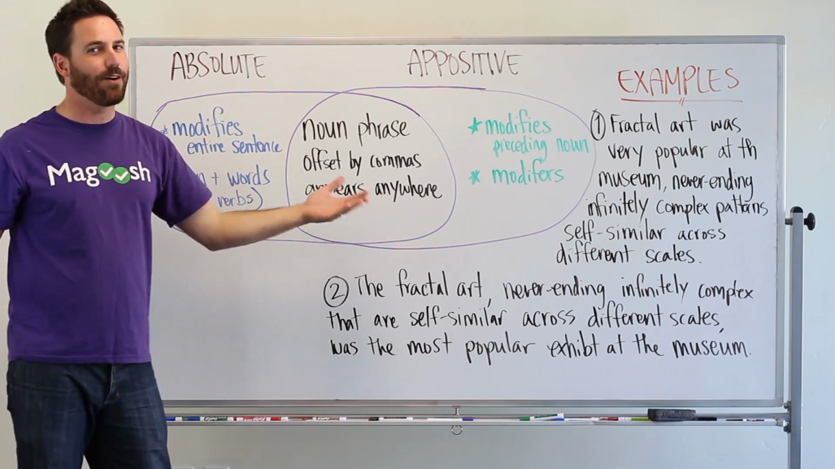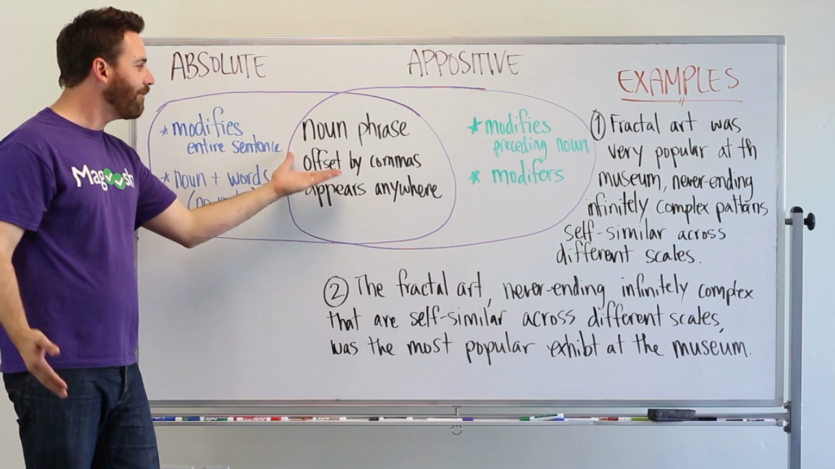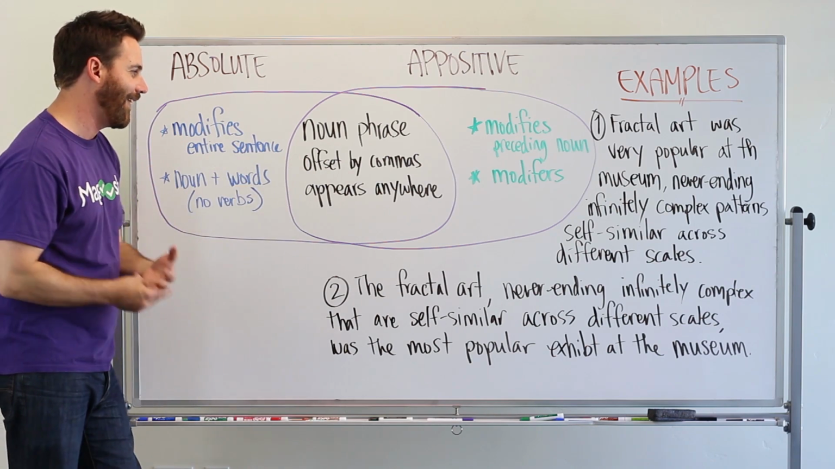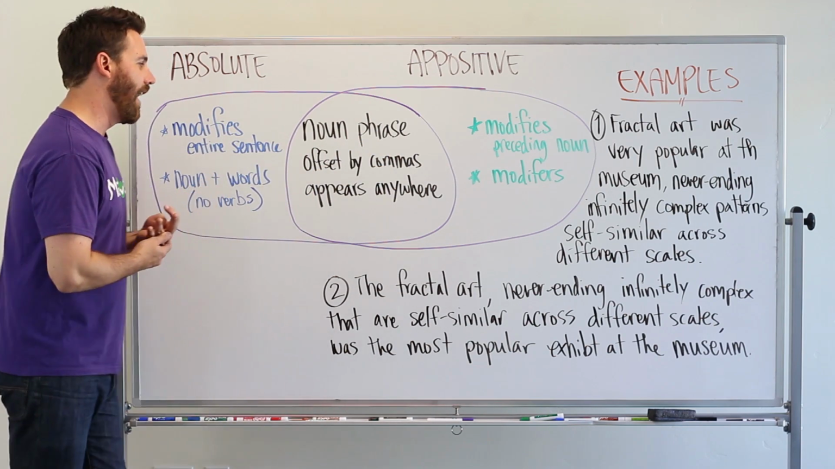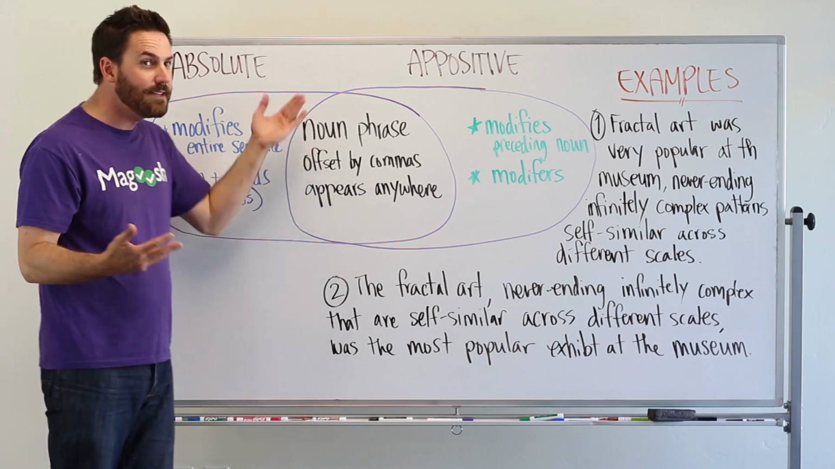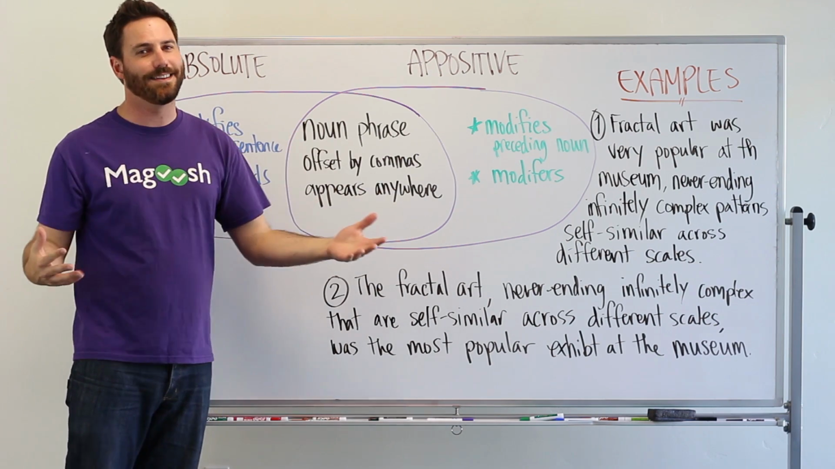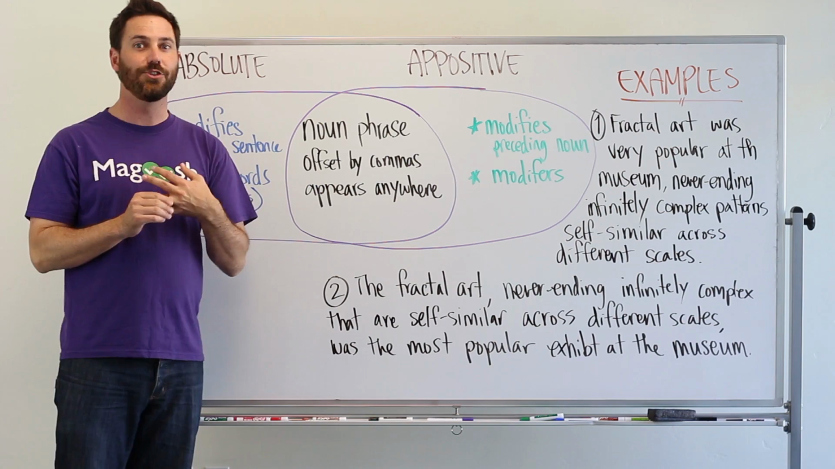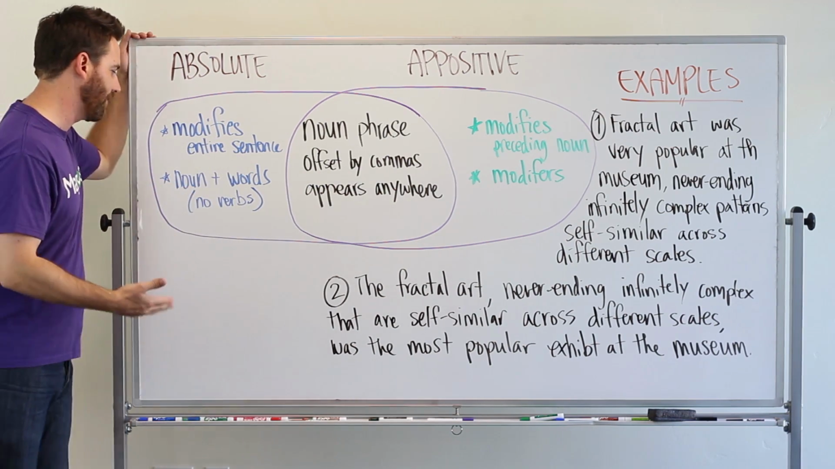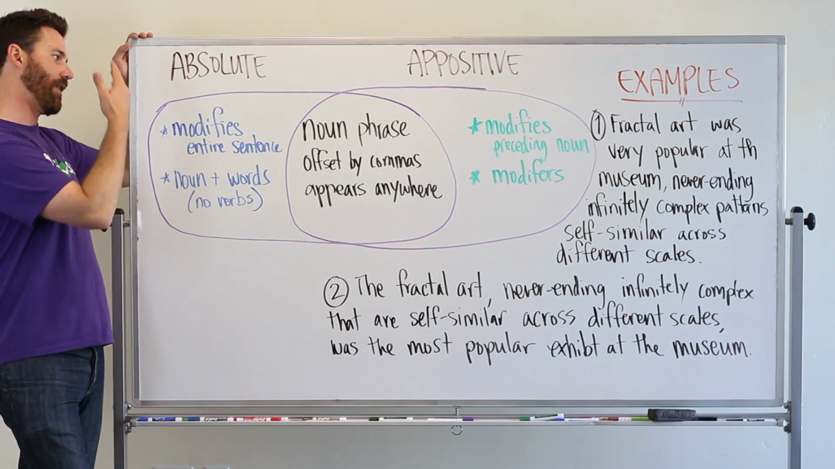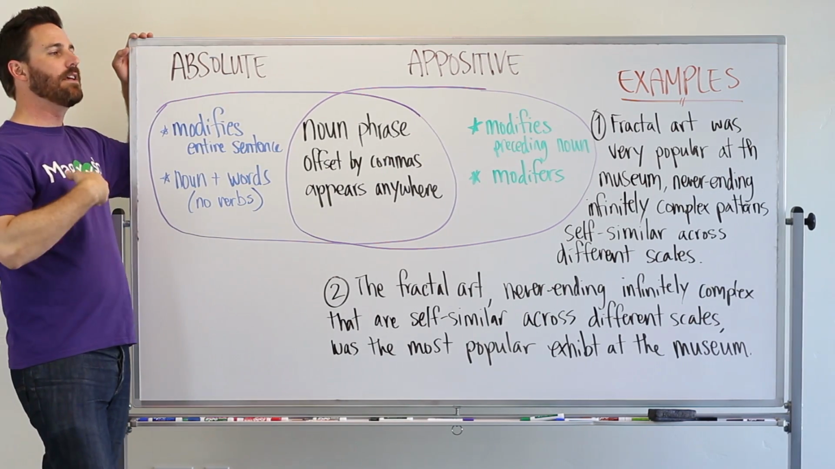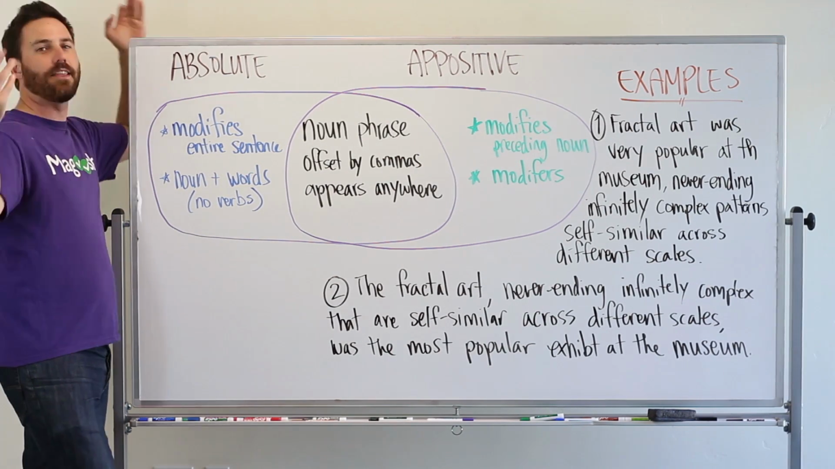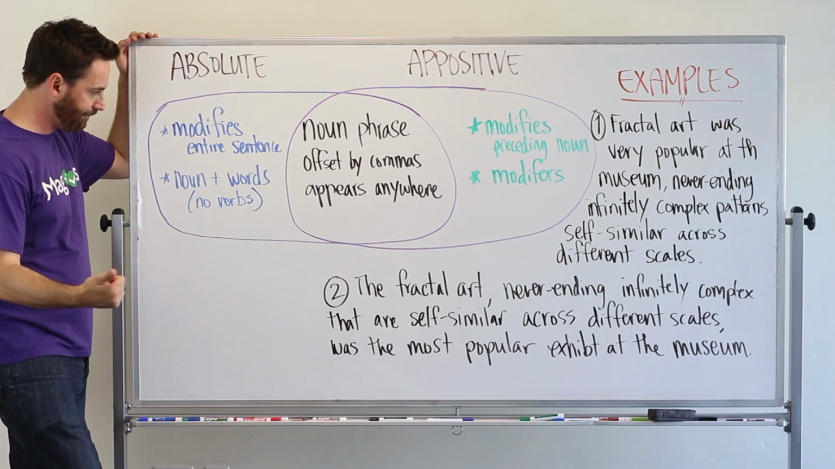So they're both noun phrases, they both involve commas, they're offset by commas, and they both can appear anywhere in a sentence. So we can't rely on these things to tell the difference. We really have to rely on what they're doing in the sentence. So their purpose is what we have to pay attention to. So an absolute phrase modifies the entire sentence. It's telling us more about everything that is in the sentence.